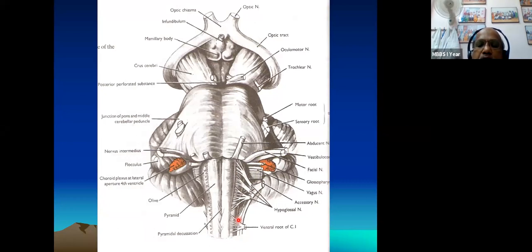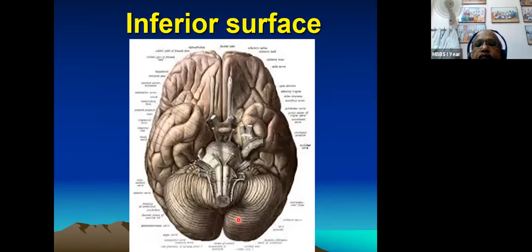Another thing, while reading about the tracts, this arrangement is important. Already you were told that first order neurons are in the dorsal root ganglion. From the dorsal root ganglion, it reaches medulla, pons, midbrain. Next your thalamus, then your cerebral hemisphere.